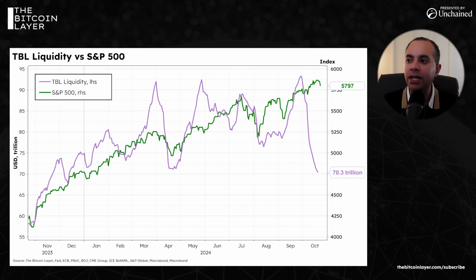Now, accordingly, TBL liquidity, which we show you here in purple, has declined significantly over the last few weeks, as not only have rates risen, but bond vol has spiked in accordance. Now, why hasn't the stock market been hit yet?